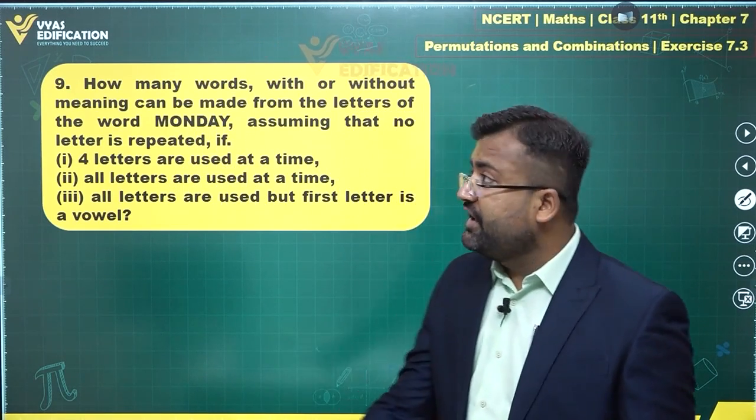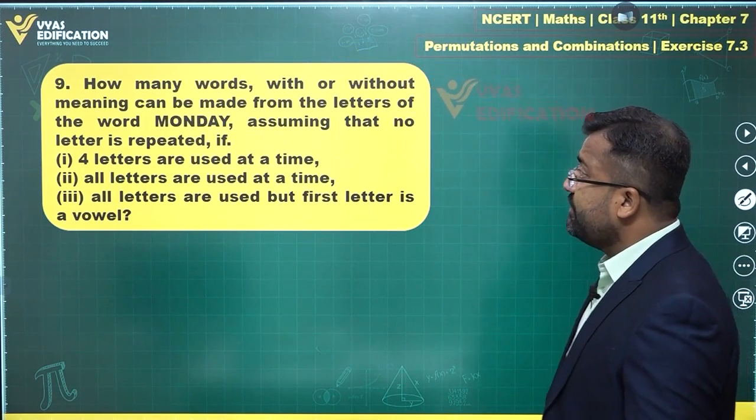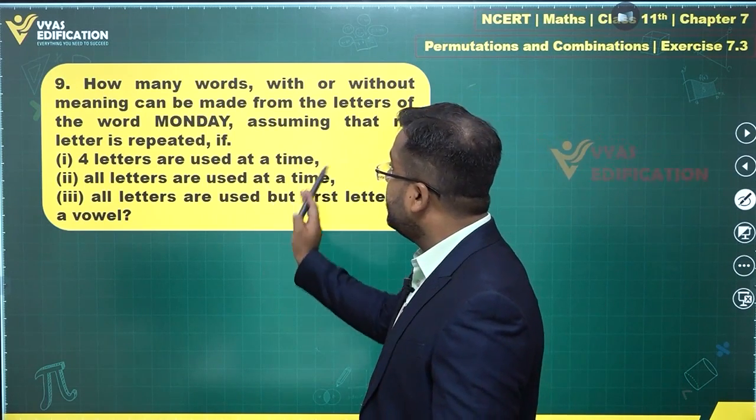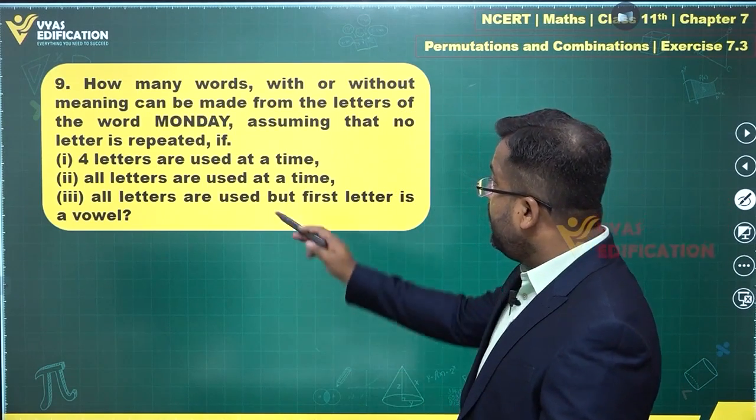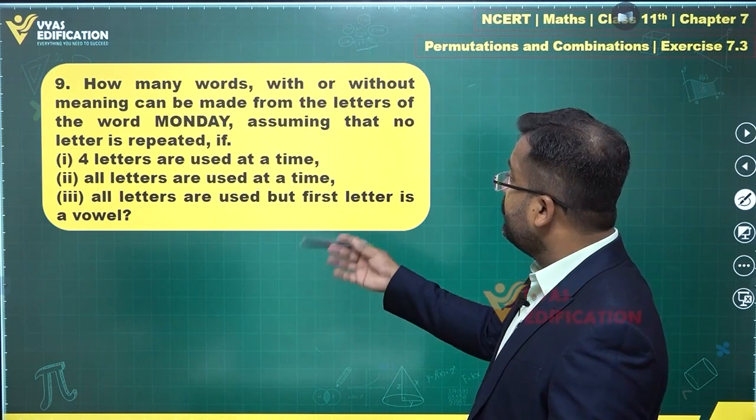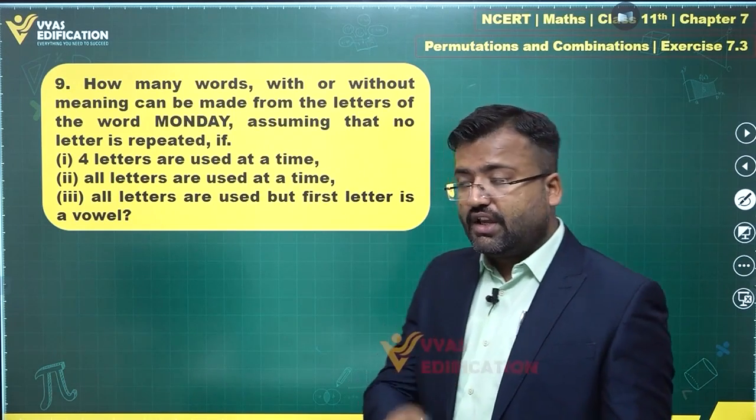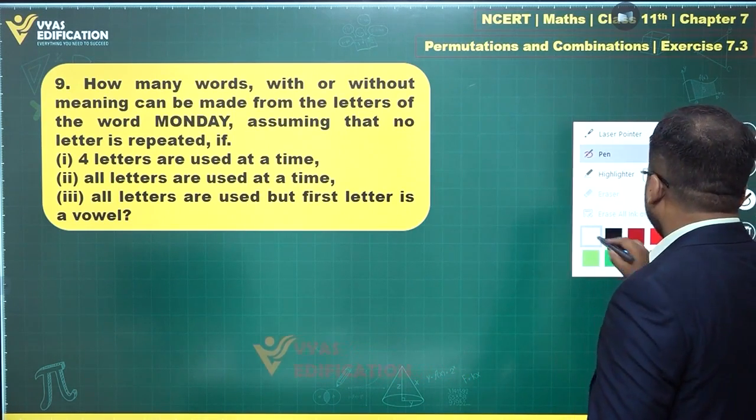M-O-N-D-A-Y. There's no repetition over here. Assuming that no letter is repeated, if 4 letters are used at a time. Then, all letters are used at a time. Then, all letters are used, but the first letter is a vowel. So let's solve each part one by one.